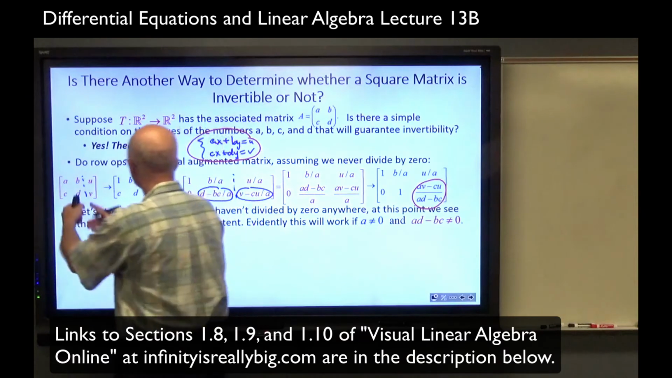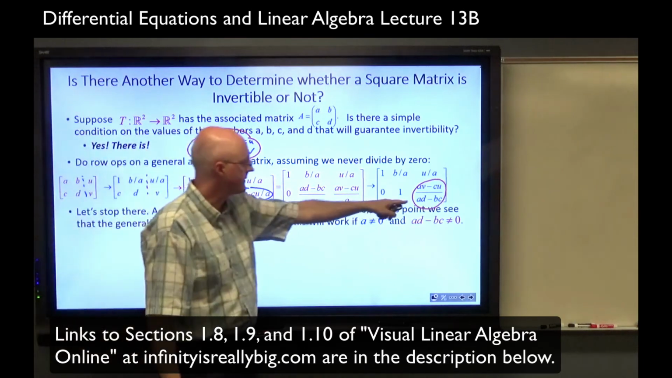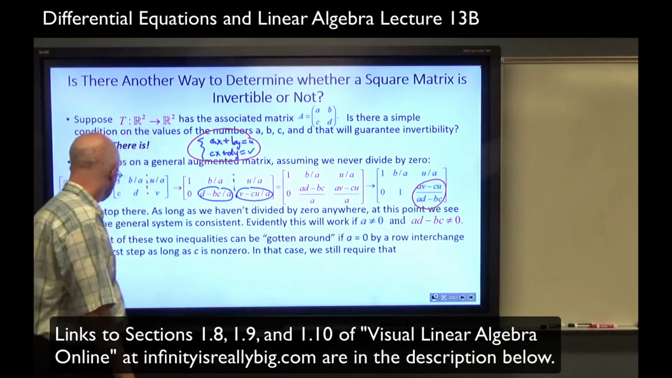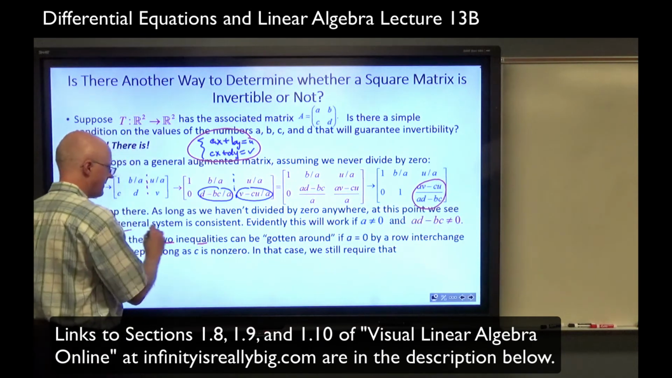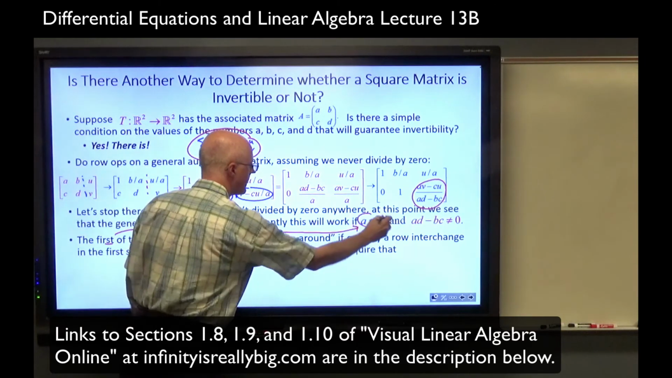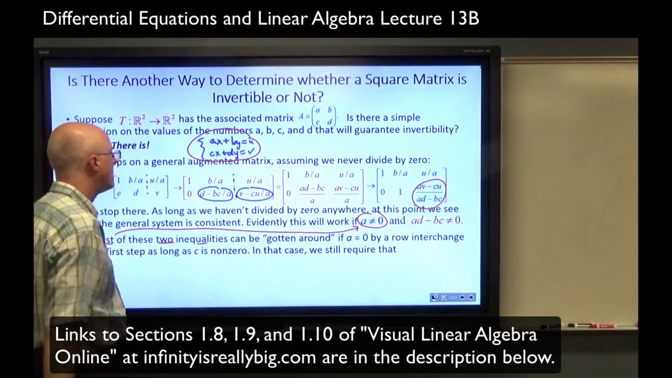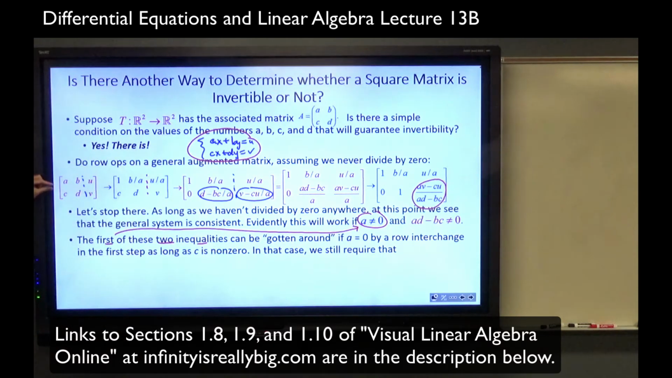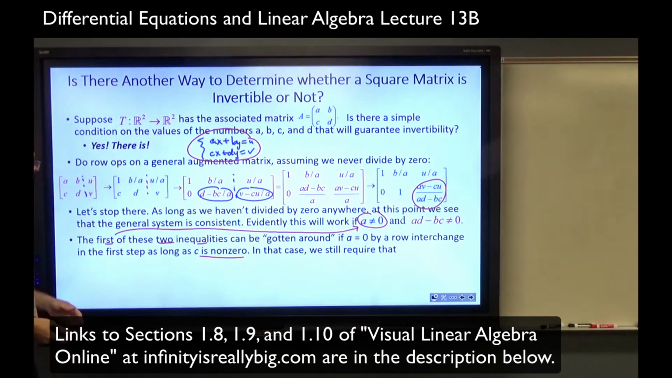Why can't A be 0? Because I mentioned that was relevant for the first step. We also don't want to divide by 0 there. The first of these two inequalities can be worked around if A is 0, by a row interchange as the first step instead, to put the C in the upper left corner of the first row instead of A, as long as C is non-zero. And then it wouldn't matter whether A is 0 or not.